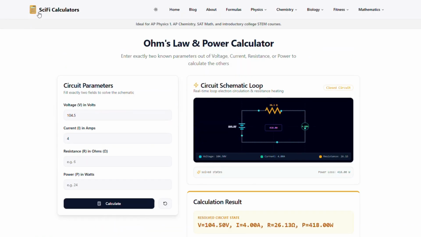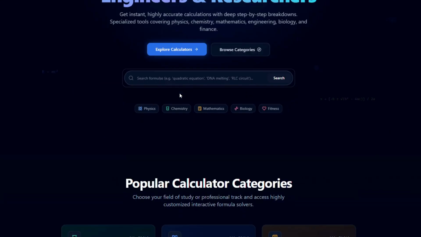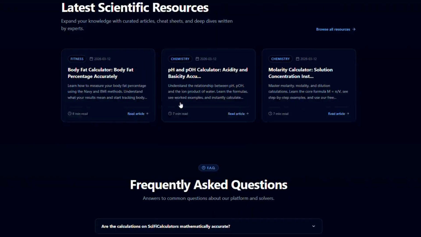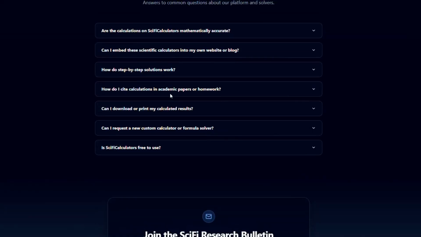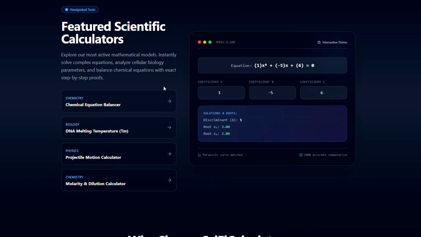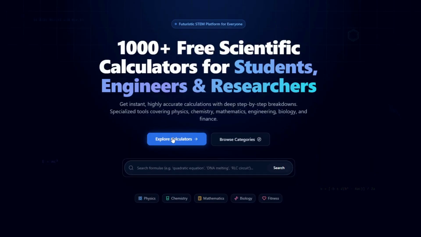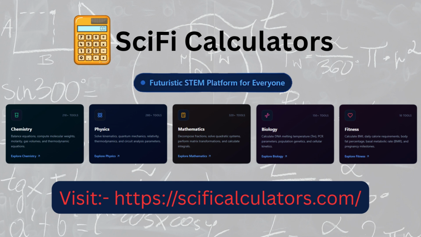But that's not all. Our platform features over 1,000 free, highly accurate calculators for students and engineers across physics, chemistry, and mathematics. Whether you need to balance a complex chemical equation or solve advanced physics problems, we have you covered.